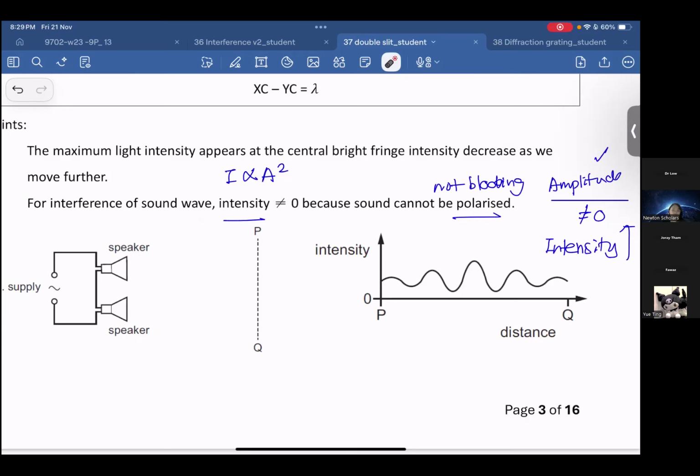Okay, until here, is that clear? We try a past year question right now. Is it okay? We try a past year question right now.